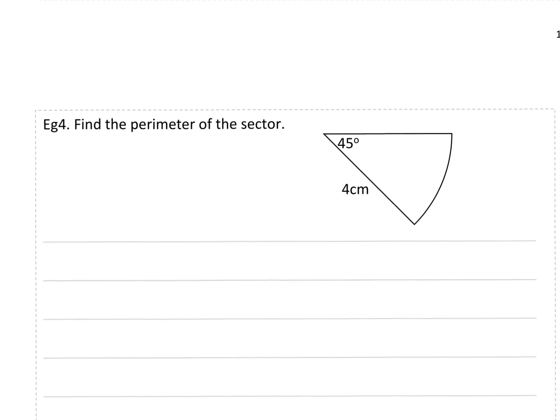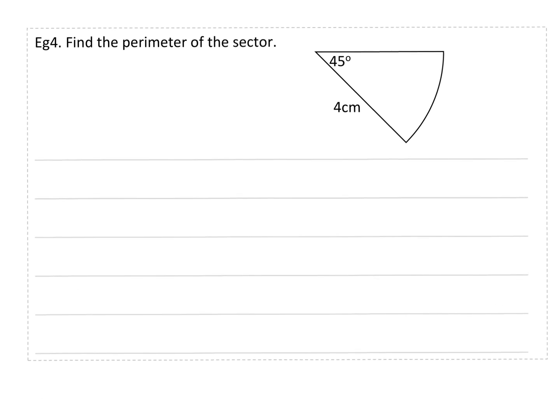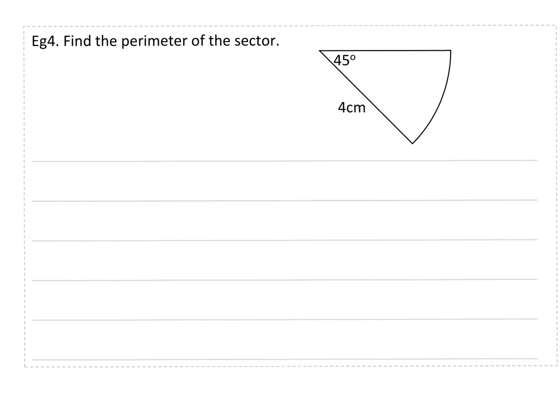On to example 4. You can pause the video and give this a go yourself. Find the perimeter of the sector. So the perimeter of the sector is going to be the distance around the outside. So it's going to be P equals 4 plus 4, because that's these two sides. But I need to work out this one here. Again, hopefully you can spot that's part of a full circle.